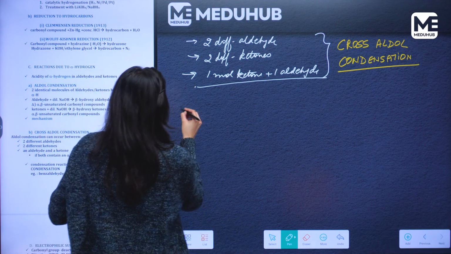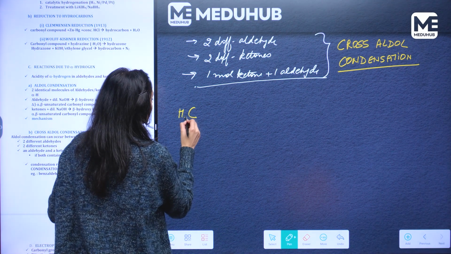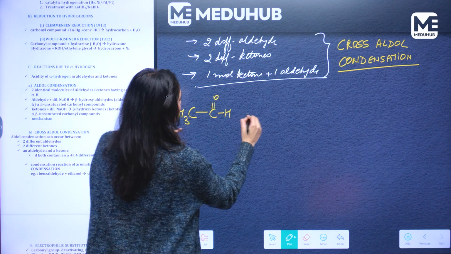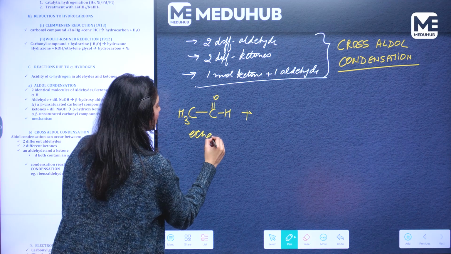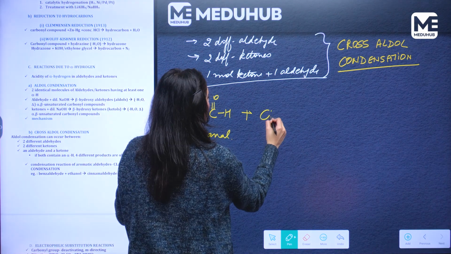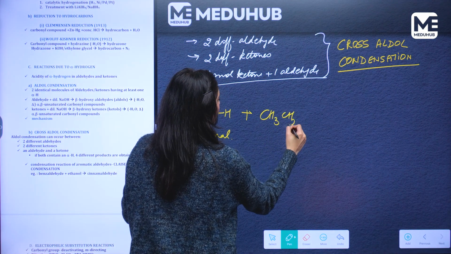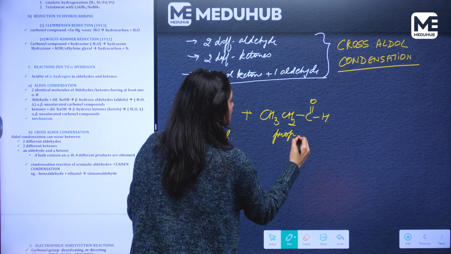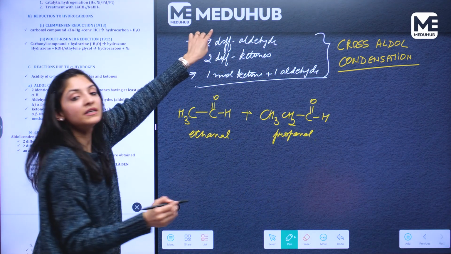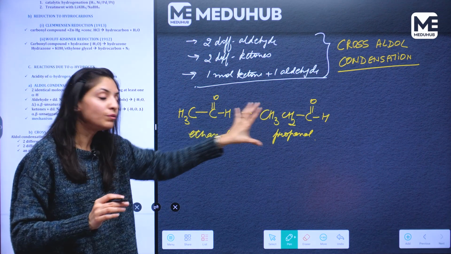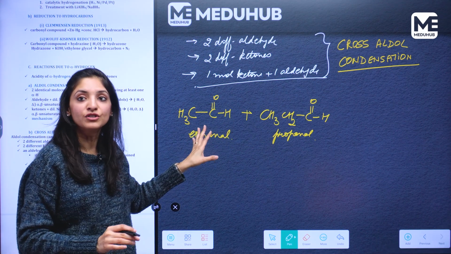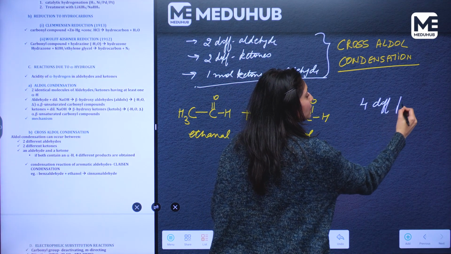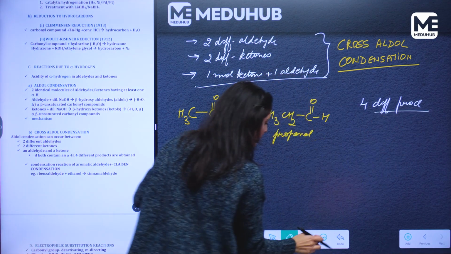Okay. So if we have ethanol reacting with, let's say, propanol. So this is a case where we have two different aldehydes. Now both the aldehydes have alpha hydrogens. This will give us 4 different products. How will that happen?